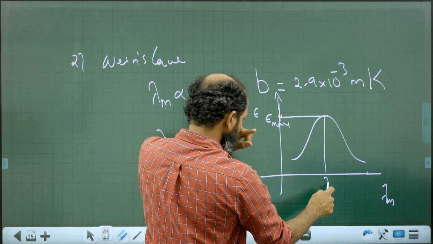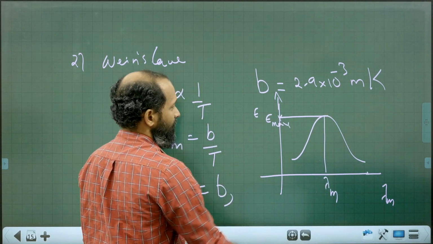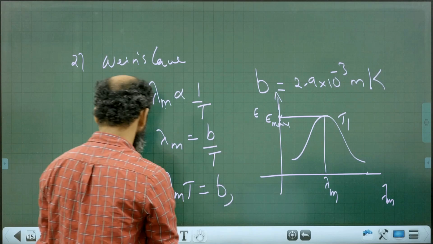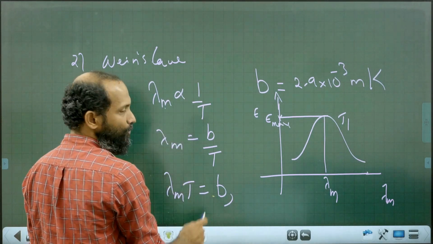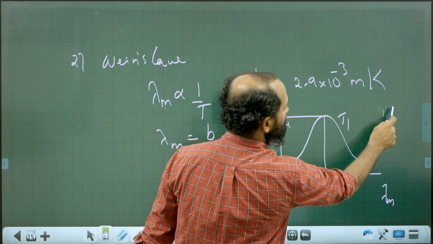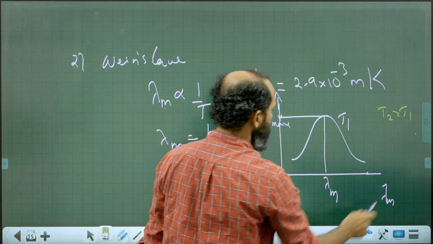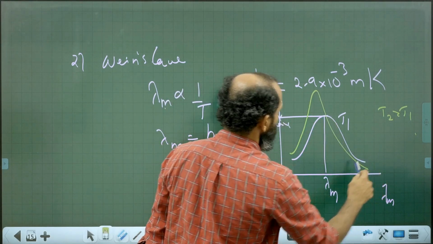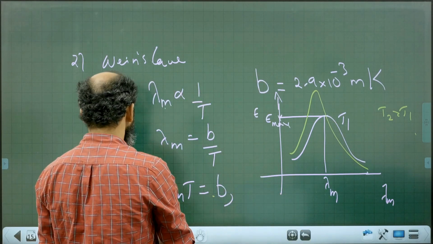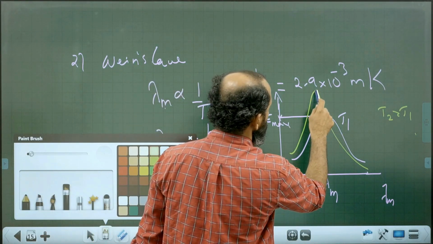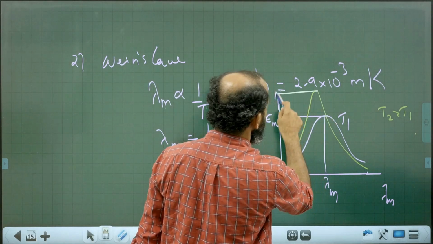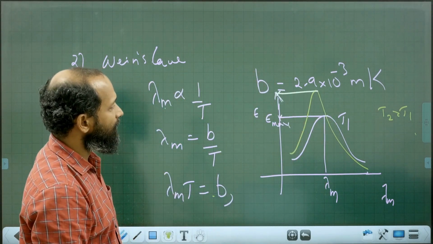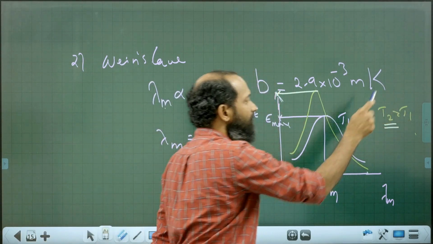The corresponding wavelength is called lambda m. Let this temperature be T1. If you do that experiment at a greater temperature T2, greater than T1, you may have noticed two very important changes. One among them is that the peak has shifted up. Why has the peak shifted up? Because T2 is greater than T1.